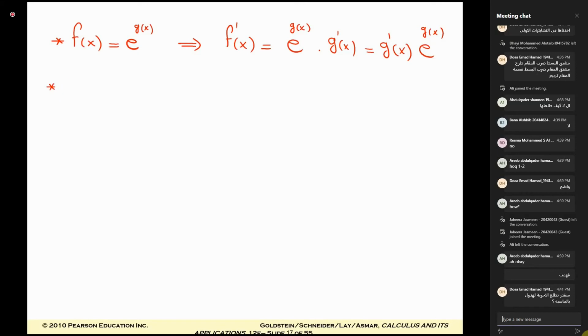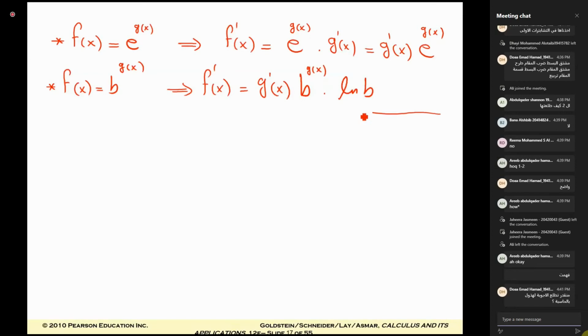Also if we have b to the power g of x, also the first derivative equal what? Equal the derivative of the exponent multiplied by b to the power g of x, but the difference is, it must be multiplied by ln b. Don't forget, if we have another number, not e, it must be multiplied by ln b, okay.